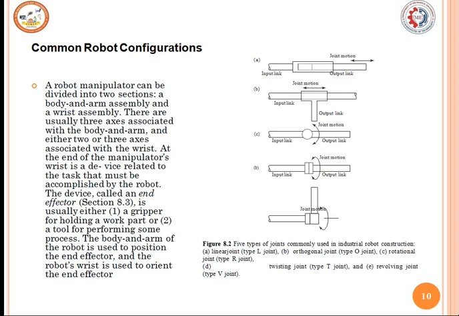Fourth is the twisting type of joint. Between the input and output links there will be a twisting motion. And the last one is the revolving joint. You can give a revolution at the joint so that the advancement of the joint happens. Like this, different types of robotic configurations are available.